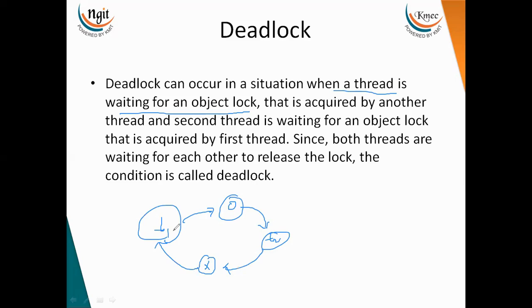So both threads are in the waiting state, waiting for each other to release the lock. This type of condition is called a deadlock. This can be avoided by using wait, notify, and notifyAll. These are techniques to avoid deadlock, right?